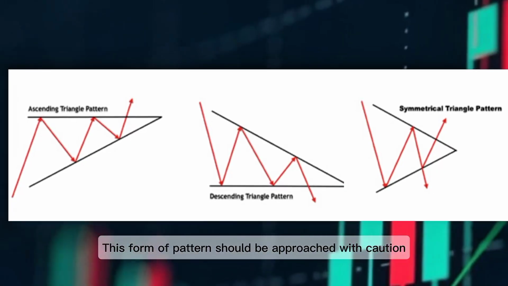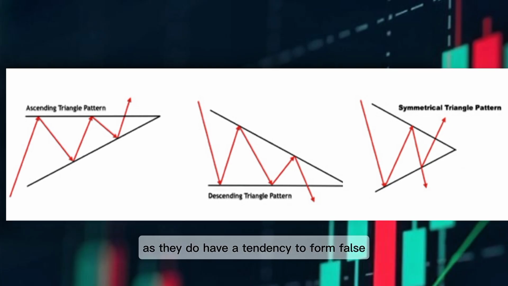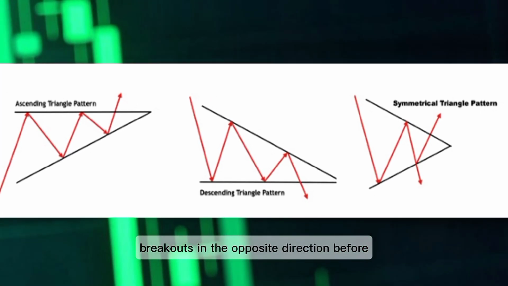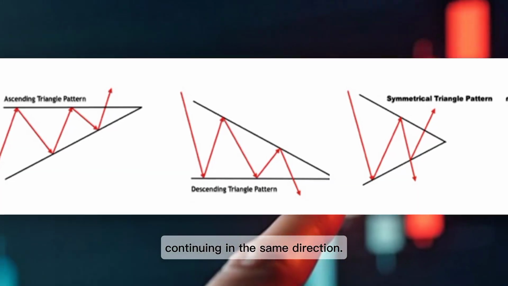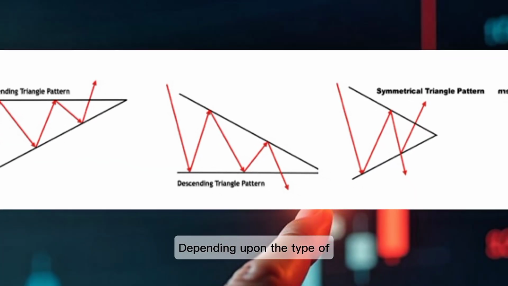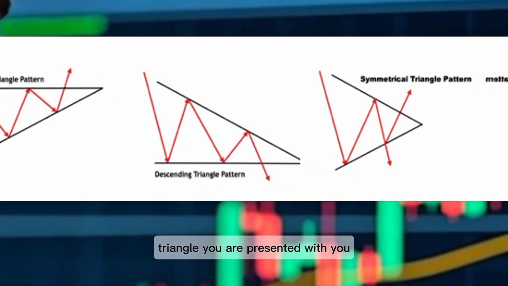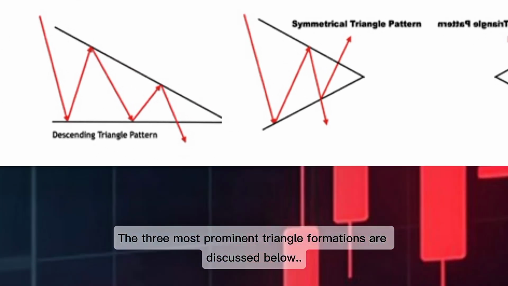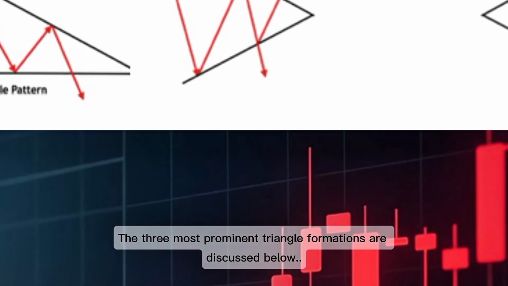This form of pattern should be approached with caution, as they do have a tendency to form false breakouts in the opposite direction before continuing in the same direction. Depending upon the type of triangle you are presented with, you will have a better indication and capitalize on this. The three most prominent triangle formations are discussed below.